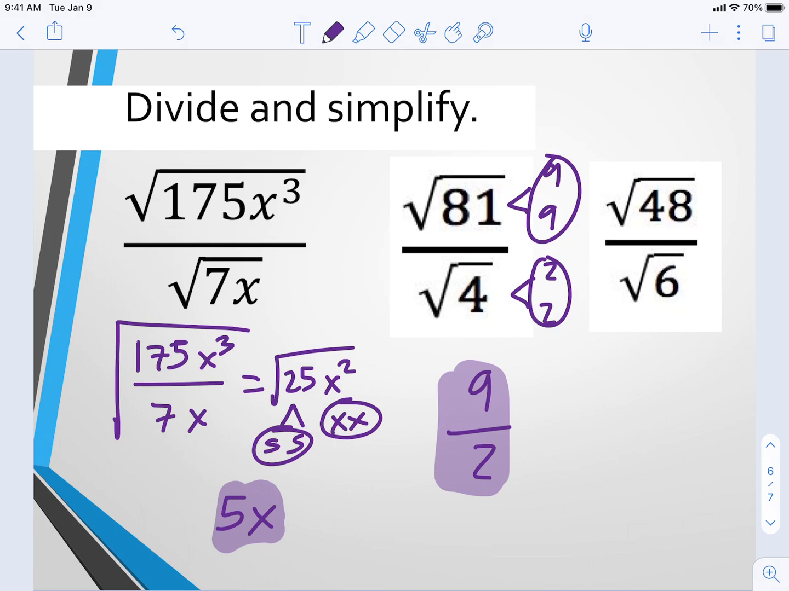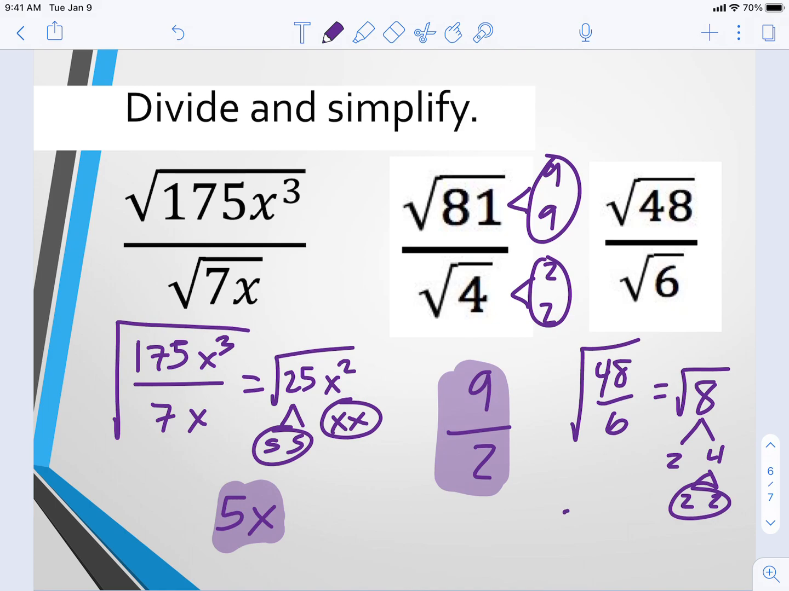48 and 6, however, neither of those are perfect squares. I think this one is going to be better if I do 48 and divide it by 6. 6 times 8 is 48, so 48 divided by 6 is 8. And now I can simplify this and it'll work a little bit easier. 2 and 4, 2 and 2. I've got one group of 2, one left over, so this is 2 root 2.